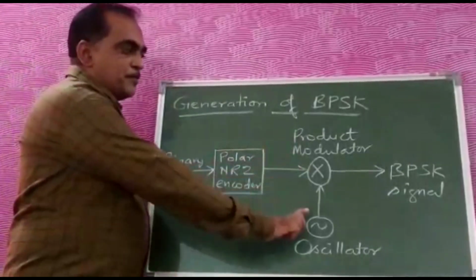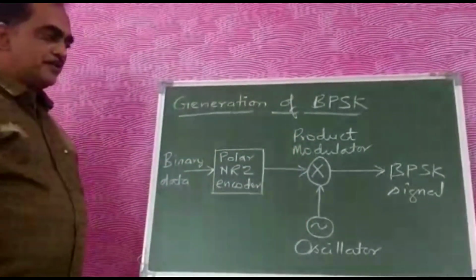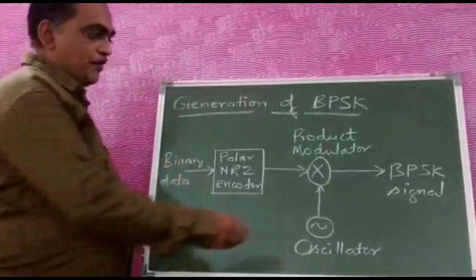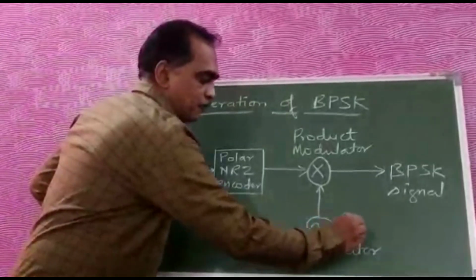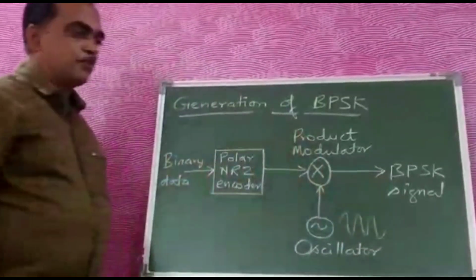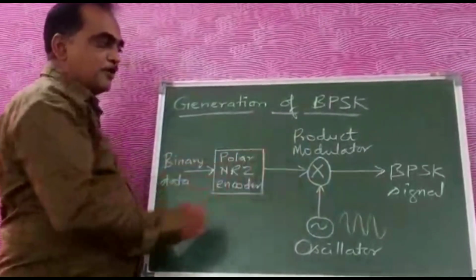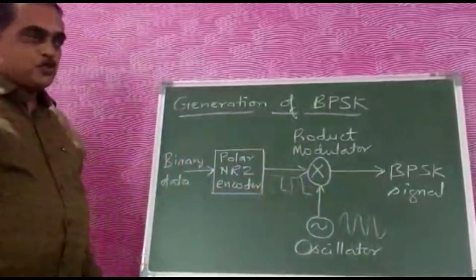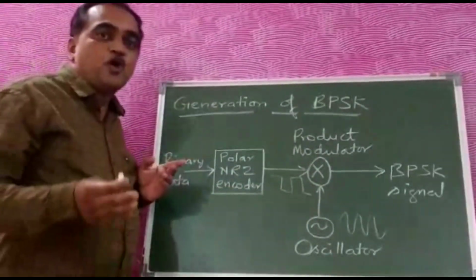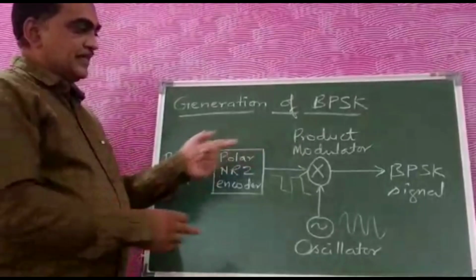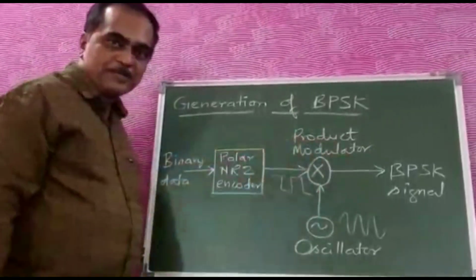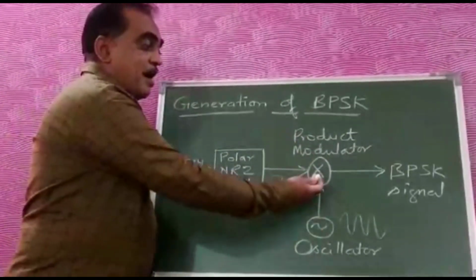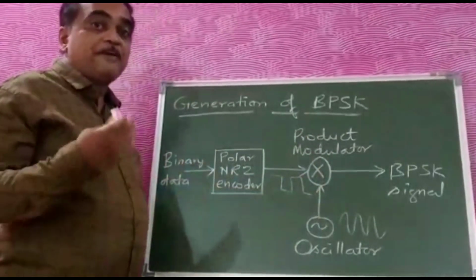Now that electrical waveform is given to a product modulator where it is going to multiply. The other input for this product modulator is an oscillator which will generate a high frequency. When this oscillator generates a high frequency like this, it is given to this product modulator, and this product modulator is going to give you 1010 in this format. So whenever there is a waveform for logic 1, that is plus 1 volt, the carrier will be in one phase. Whenever the waveform is for 0, that is minus 1 volt, then this carrier will go 180 degree phase difference.